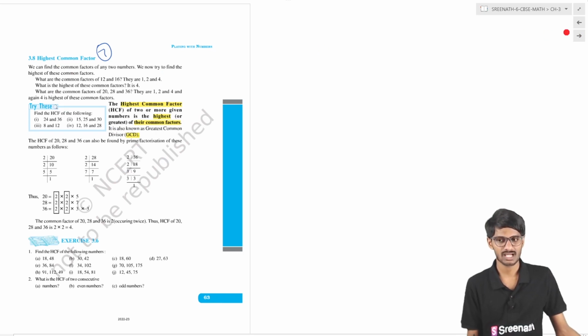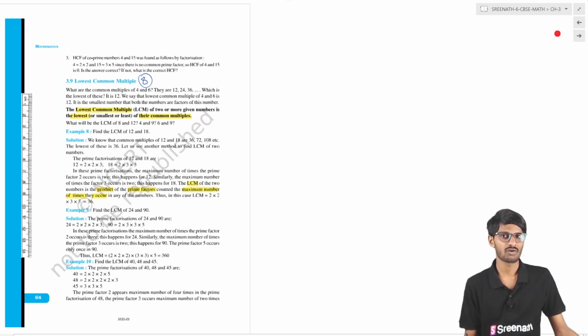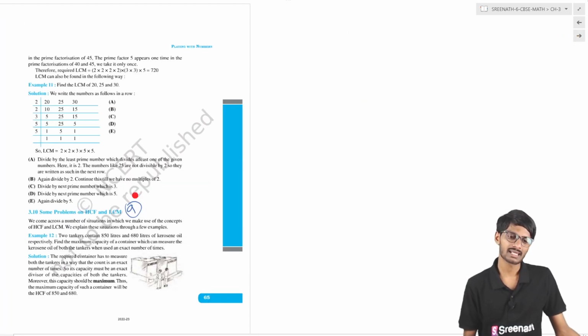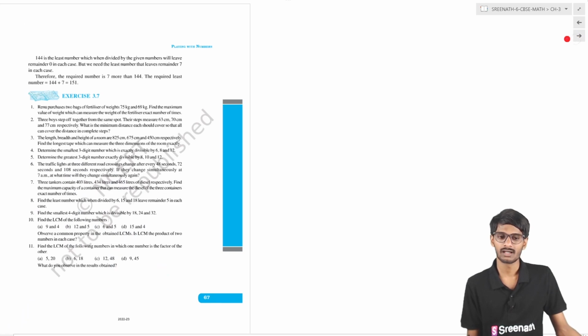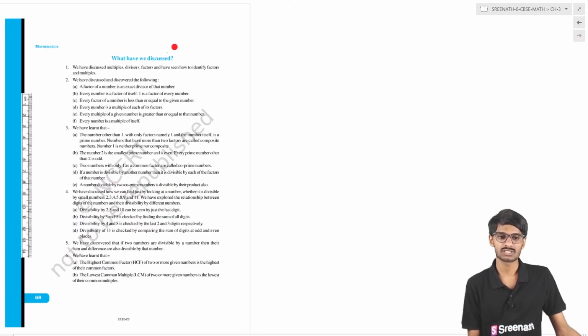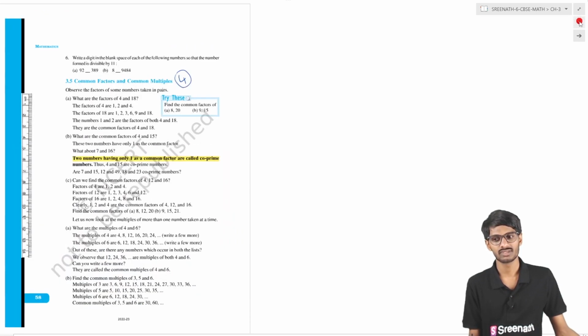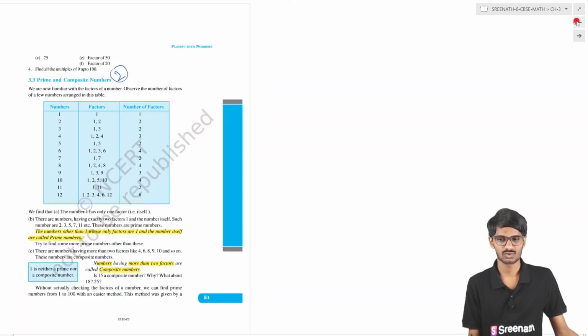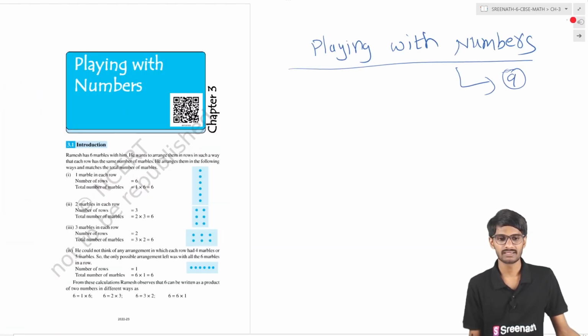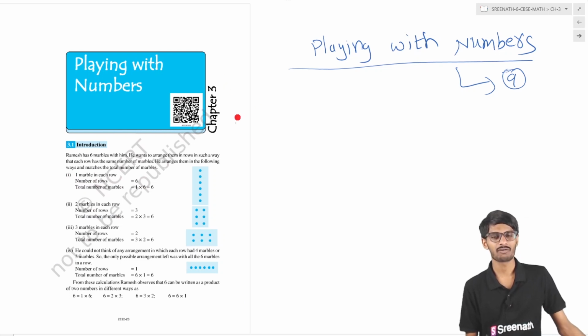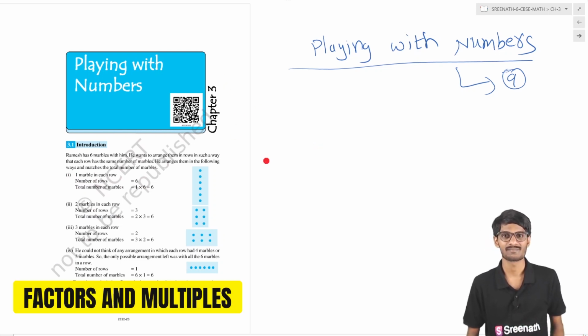What is meant by highest common factor? How will we find the highest common factor? The eighth topic is the lowest common multiple. How will we find the lowest common multiple? The ninth topic is some problems on HCF and LCM. So all these are the nine topics we are going to learn. That's it. Your chapter will end here. This is the overall overview of the present chapter, Playing with Numbers, students. Our overview is completed.